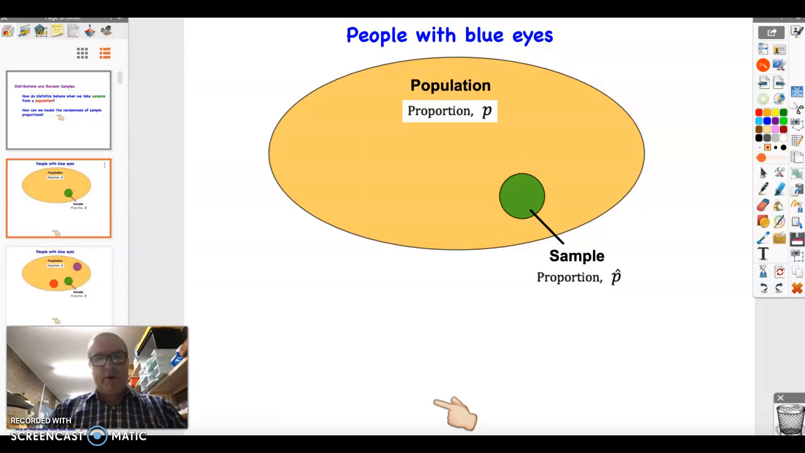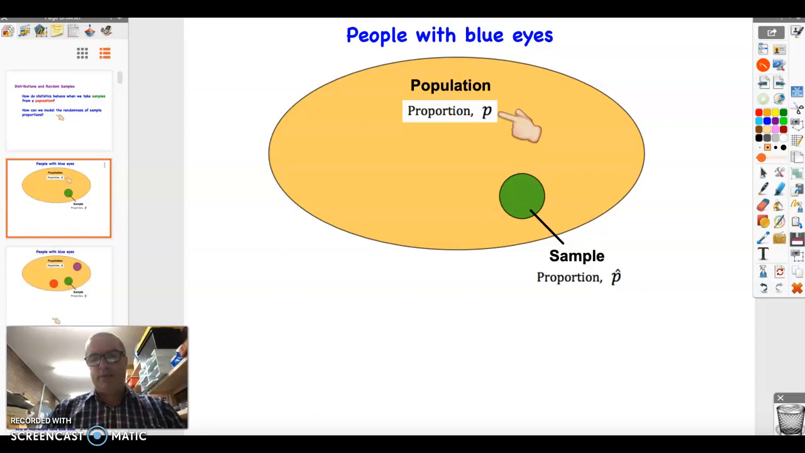So let's say we've got a population. I'm going to choose the example of people with blue eyes. So it could be the population of a country, and in this population there's a certain proportion that have blue eyes as opposed to other colours. We use the letter P to symbolise or to represent the population proportion.